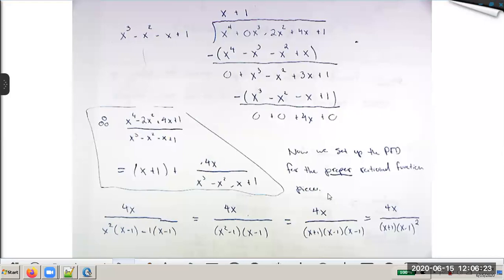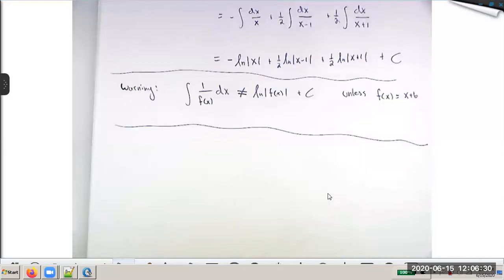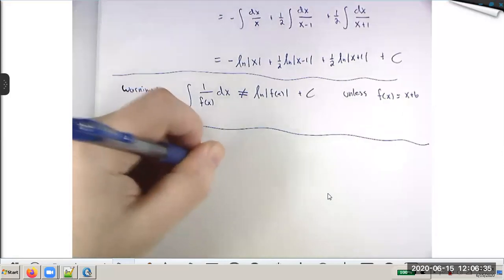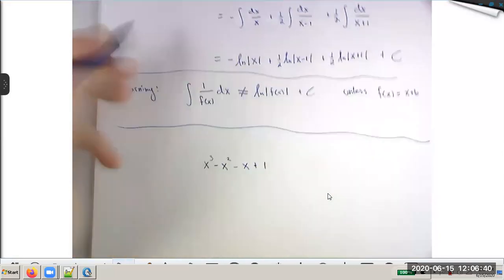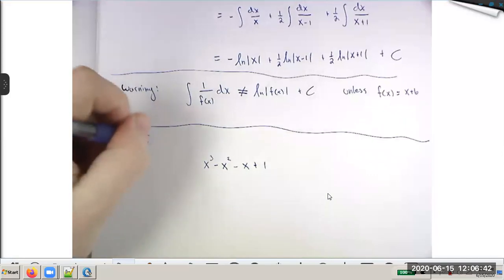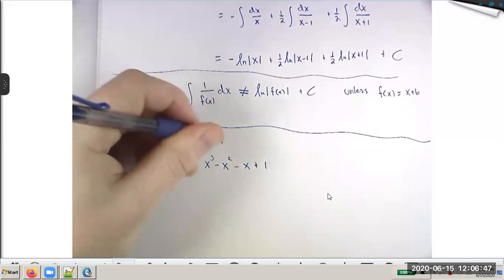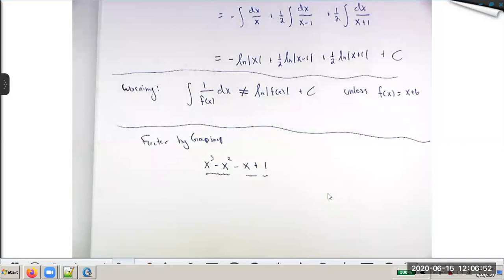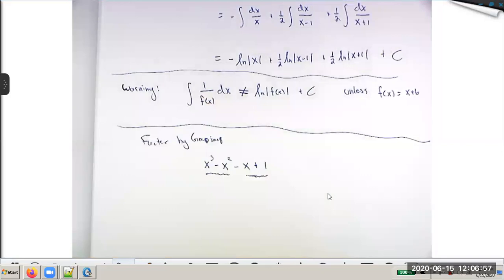Yeah, so factoring by grouping is a sneaky trick. So I had x cubed minus x squared minus x plus 1. If I want to factor by grouping, what I do is I think about this as a piece and this as a piece. And I ask, do those pieces have any shared factors?